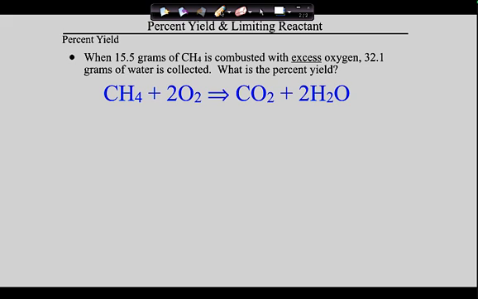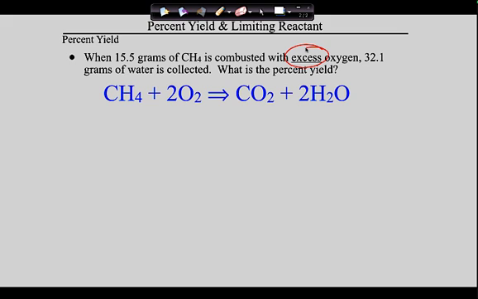So guys, let me read the question to you one more time. Here's what it says. When 15.5 grams of methane, Bunsen burner gas, is combusted with excess oxygen, you get 32.1 grams of water. What's your percent yield? So guys, don't write any of this down, but let's talk about what this means.